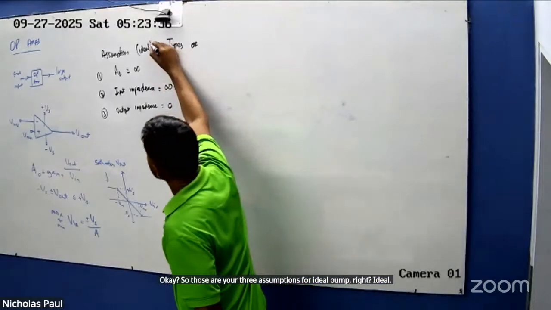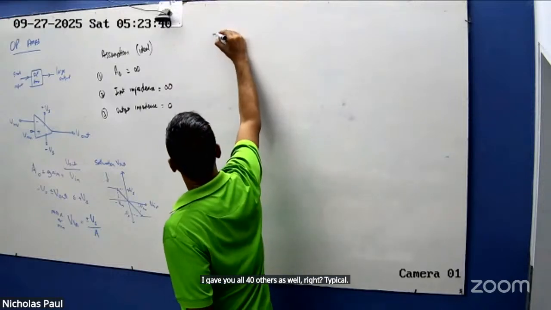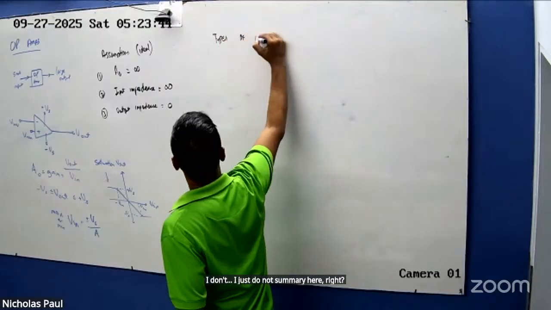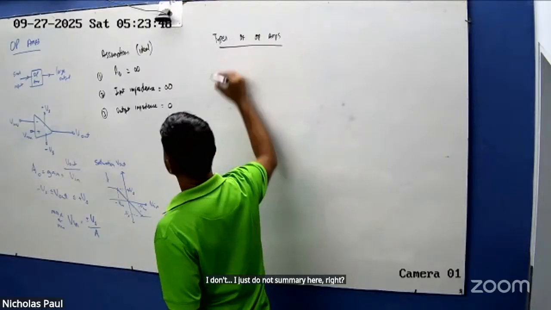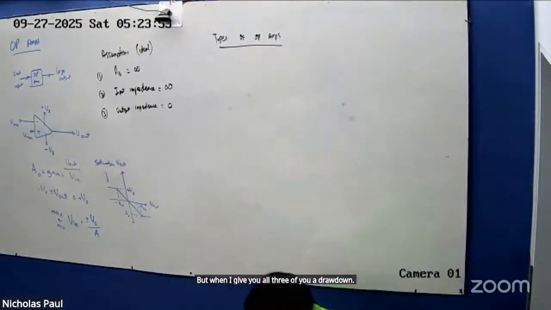Ideal. I gave you all for the others as well, right? Typical. I'm just doing a summary here, right? So I'm going to give you all three, we'll draw them and give a general thing on each one, right?